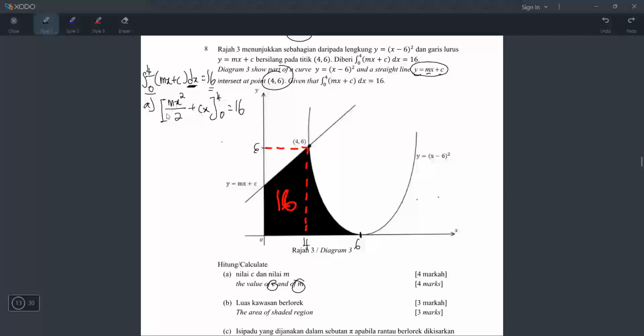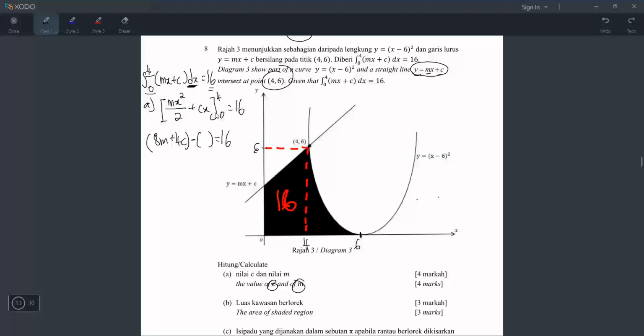So what we do is we substitute the 4 inside and write down like this, and then substitute the 0 inside and write down like this, and in the middle minus, equals to 16. Let's substitute the 4 first. 4 squared, but you substitute into x, not the m, only x. So 4 squared is 16 divided by 2, so 8m. And then plus cx is just plus 4c.